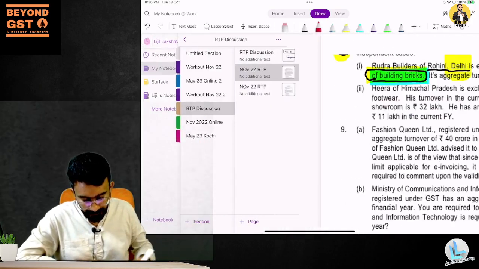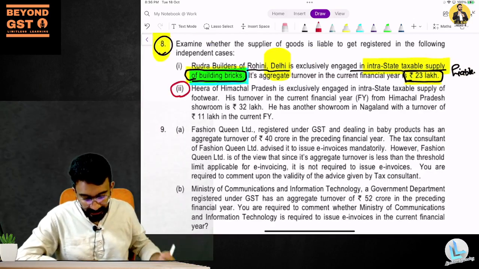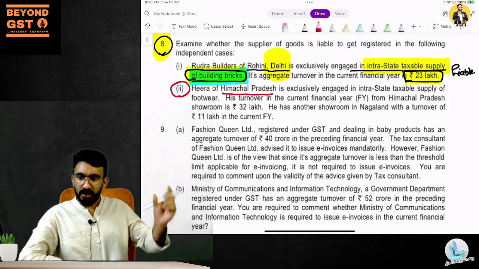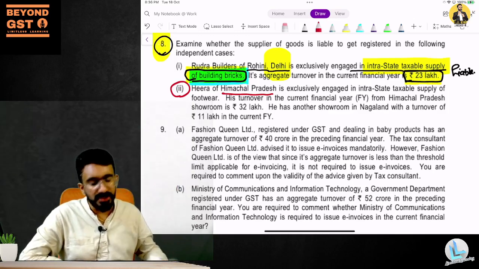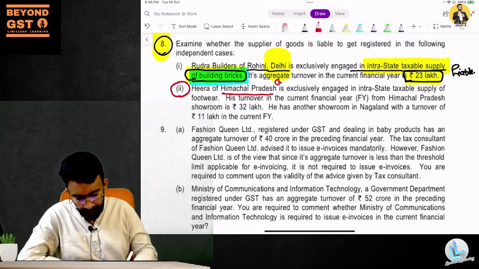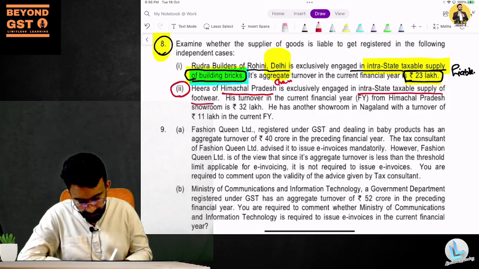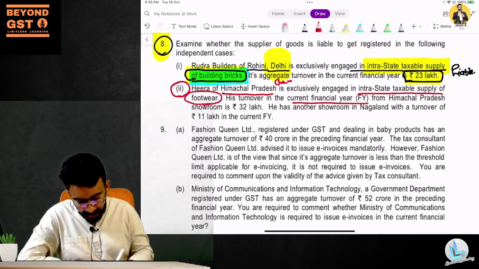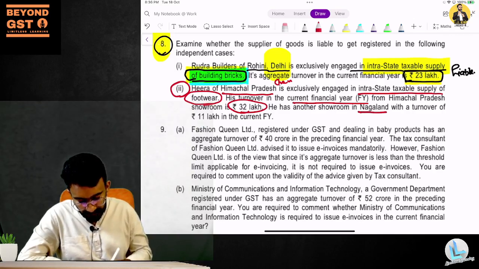Next. Look at the second part. Hira of Himachal Pradesh. Himachal Pradesh is in which category? No, it's in the general category only. They are exclusively engaged in intrastate taxable supply of footwear. His turnover in the current financial year from Himachal Pradesh is 32 lakhs. There's another showroom in Nagaland with a turnover of 11 lakhs in the current financial year.